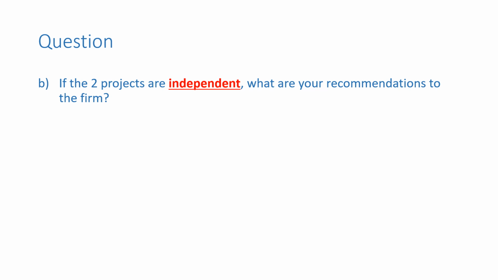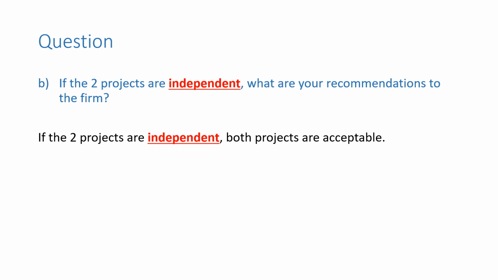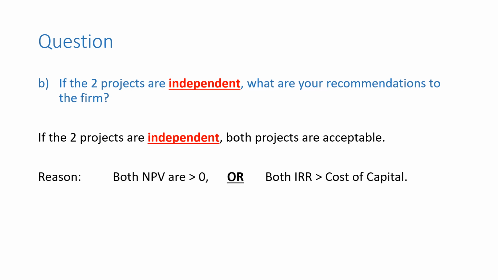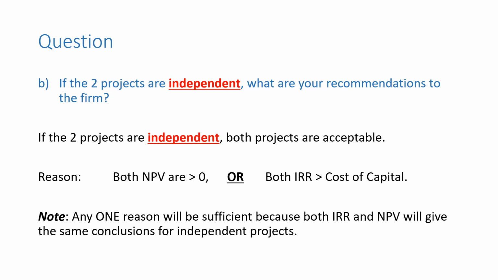If the two projects are independent, what are your recommendations to the firm? If the two projects are independent, both projects are acceptable. Reason: both net present value are more than 0, or both IRR is more than the cost of capital. In short, the return is more than the cost. Any one reason would be sufficient because both IRR and net present value will give the same conclusion for independent projects.